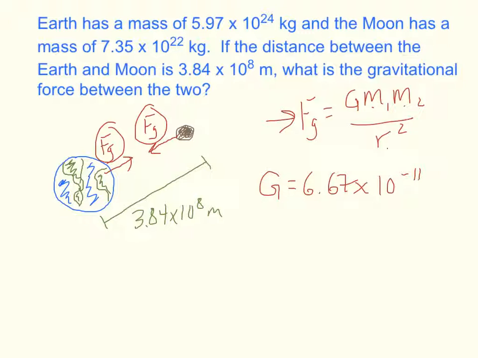Now we have a constant in this problem, capital G. This is not little g. This is not 9.8. This is the gravitational constant. It's on your equation sheet, 6.67 times 10 to the negative 11. So that's where we're going to plug in for G.